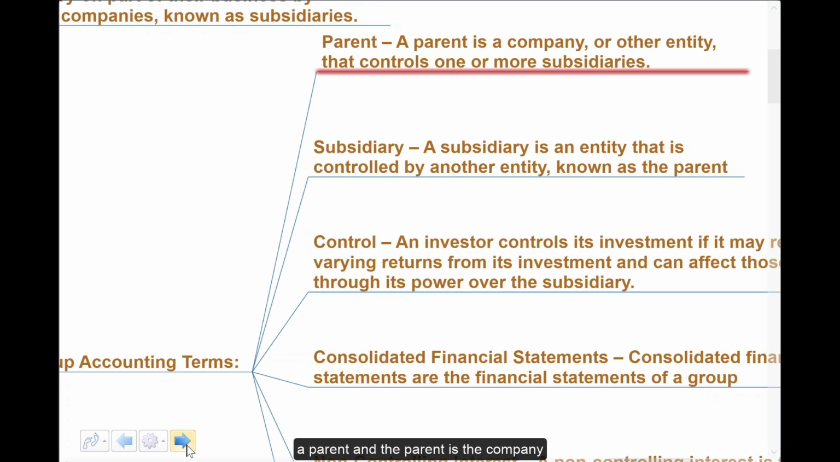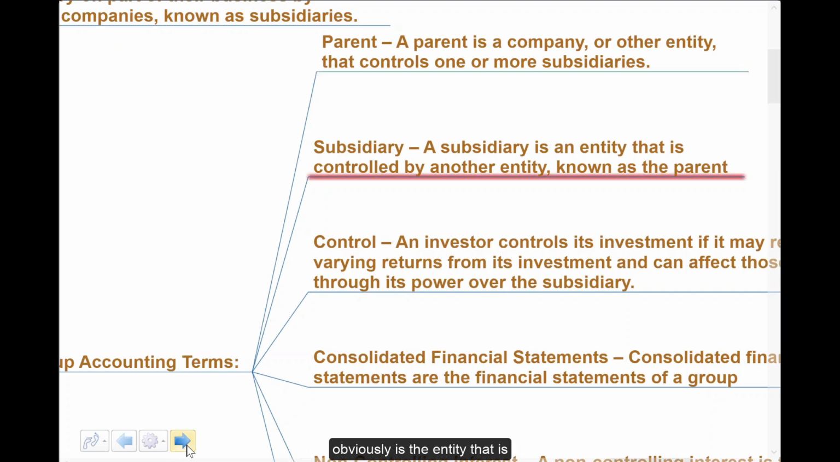The parent is the company that controls one, or indeed more, subsidiaries. In other words, it's the holding company. It buys shares in subsidiary companies, perhaps 80%, 90%, etc. Note that the percentage is important in order to establish control. More of that later. The subsidiary is the entity that is controlled by the parent, and the subsidiary's accounts are what's brought into play in the consolidated financial statements.